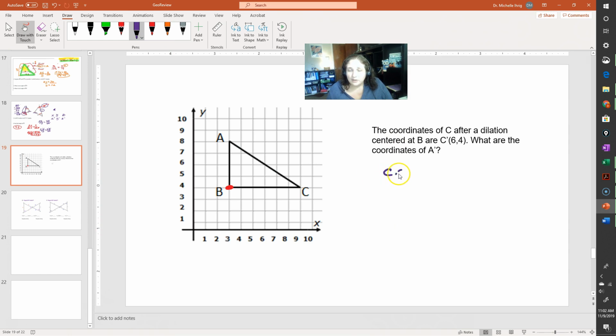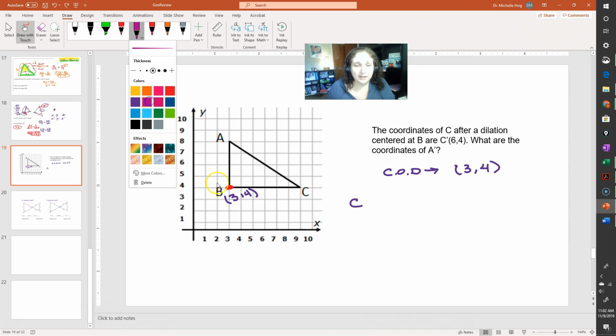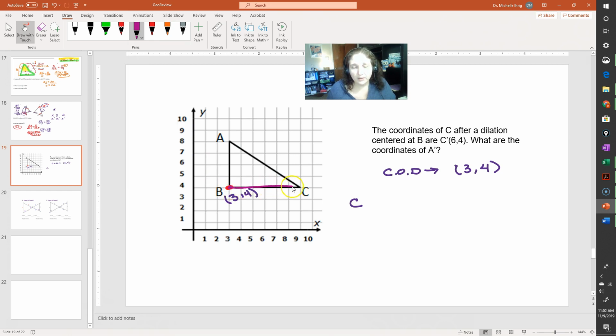So if we know our center of dilation is at B, well, B is 3, 4. That's our center of dilation. So first we're going to see, okay, what is C? Well, we're not looking at C in terms of what's the coordinates of C. We're looking at C in terms of what is the vector to get us from B to C. Well, to get us from B to C, we have 1, 2, 3, 4, 5, 6. We moved 6 spaces to the right, and we did not move up or down.